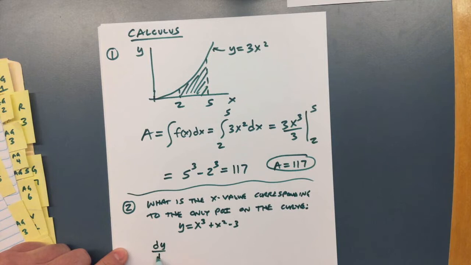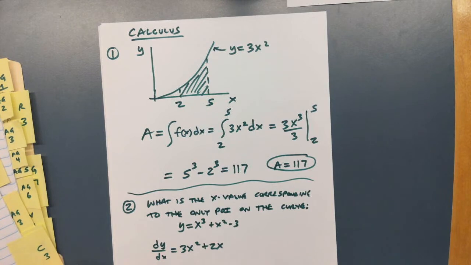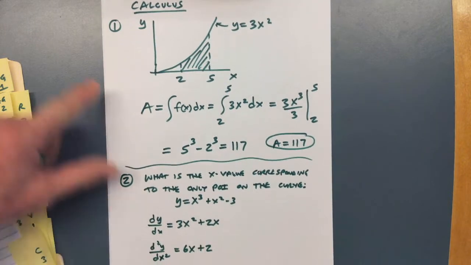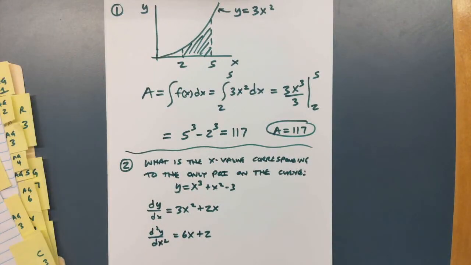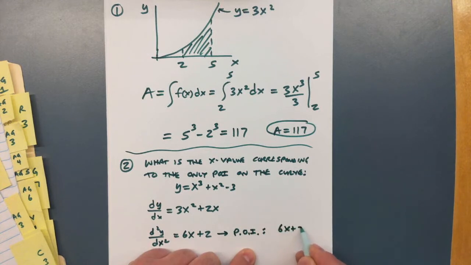we take one derivative to get the slope, so 3x squared plus 2x, and again, derivatives or tables of derivatives are in the equation sheet you'll be given. And then the second derivative is 6x plus 2, and the point of inflection is when 6x plus 2 equals 0, or x equals minus 1/3.